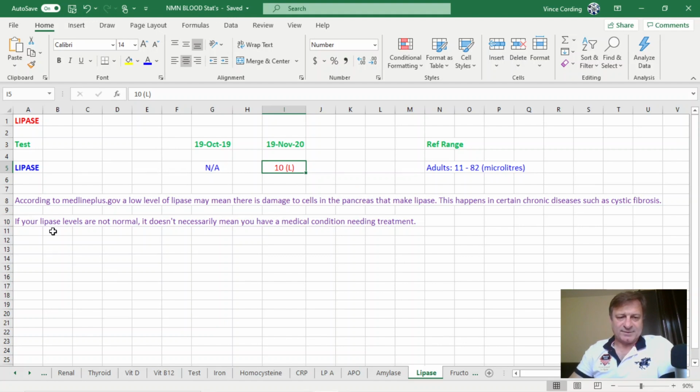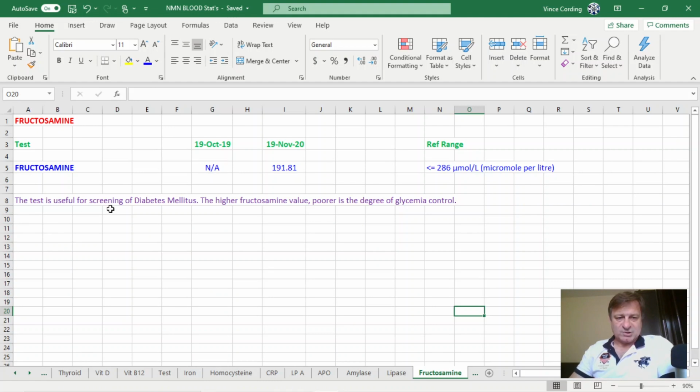And it says here, if your lipase levels are not normal, it doesn't necessarily mean you have a medical condition needing treatment. And these are statements that were taken from the actual report that I got back from the clinic. So I will show this to my doctor when I get my contract medical at the beginning of the next year, and see if she's got anything to say about this.